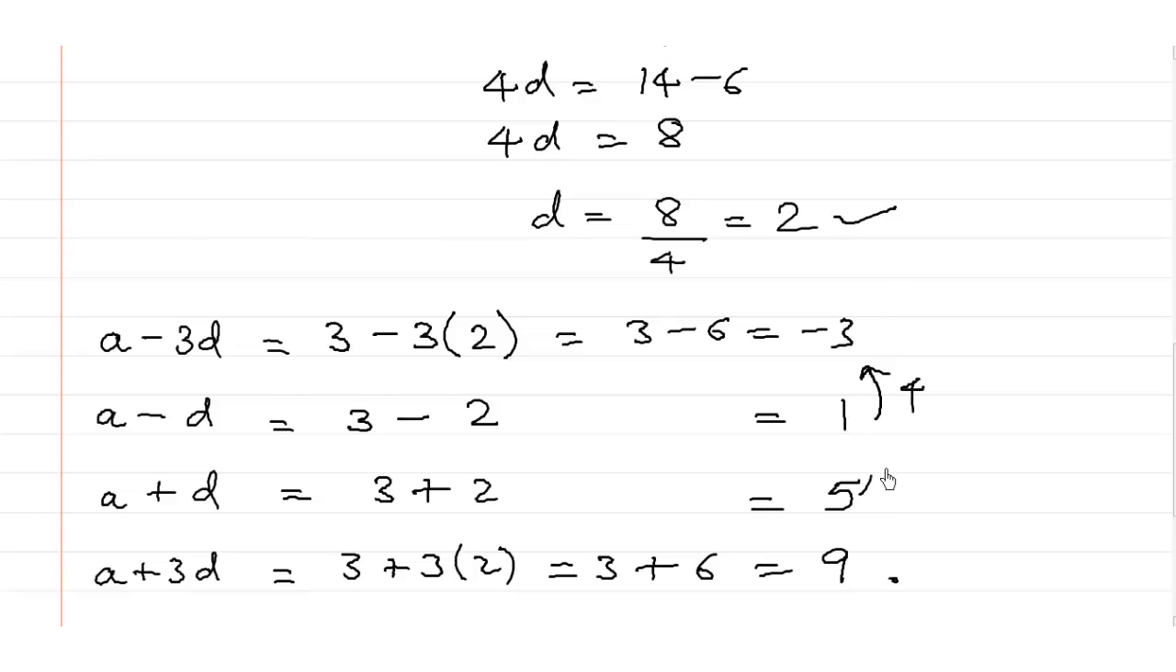The common difference is 4, which is double of 2 in this case, because a does not mean the first number and d does not actually mean the common difference when we take two terms.